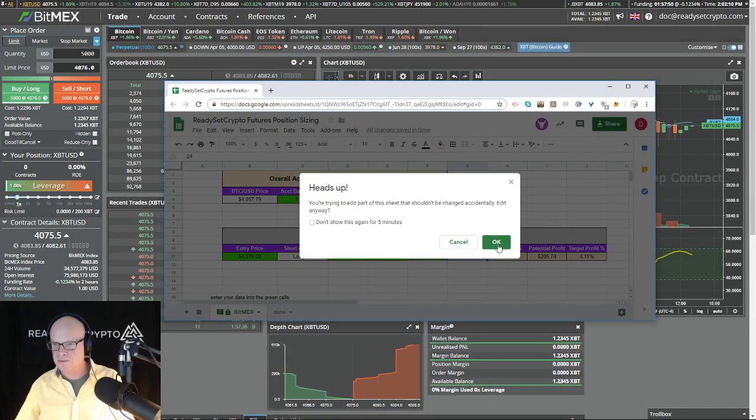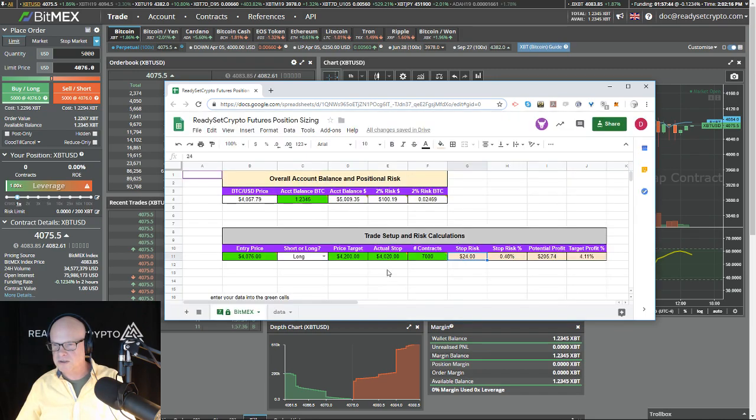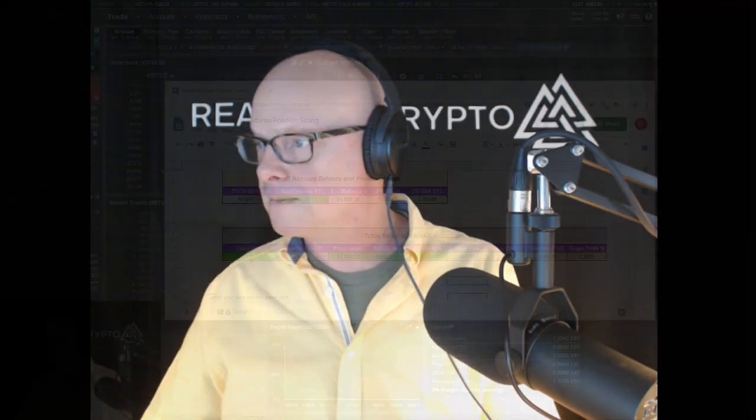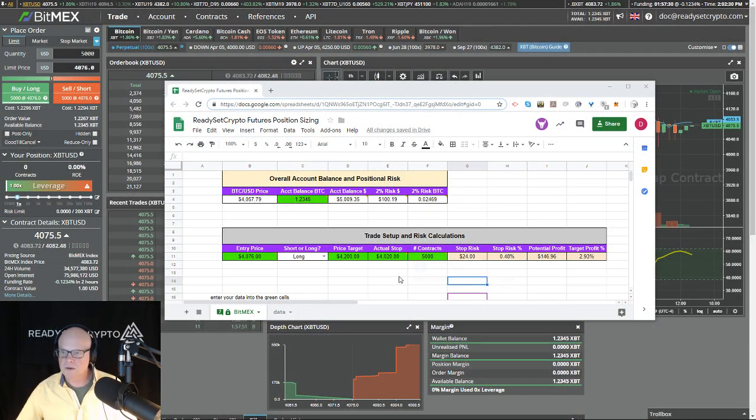Every time I hit a number on here, you're trying to edit part of the sheet that shouldn't be changed accidentally. So we're going to cancel that. Okay, I'm going to do this again. 5,000. Okay, like that. And get rid of that view. Okay, so now the stop risk is only $24. So it's well below 1%.